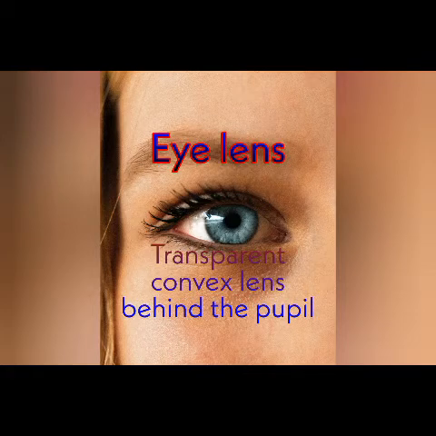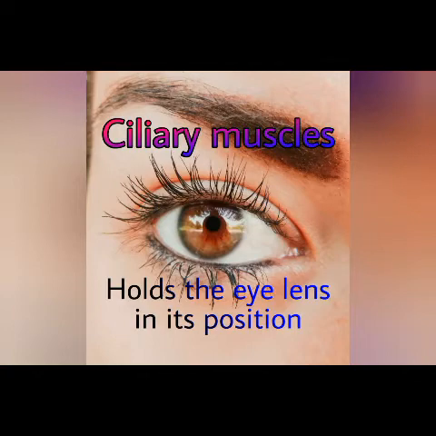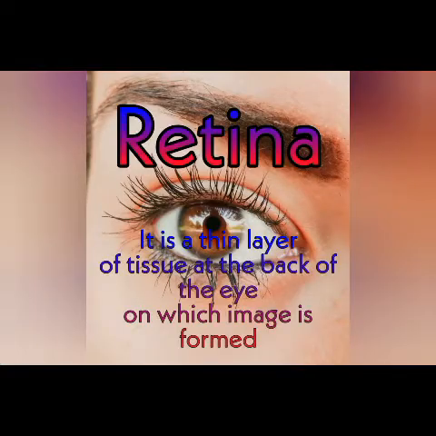How does the eye lens focus light onto the retina? Ciliary muscles change the thickness of the eye lens while focusing light onto the retina. Then, what is the retina? The screen on which the image is formed in the eye is called the retina. The retina is behind the eye lens and at the back part of the eye. The retina of an eye is just like the film in a camera.